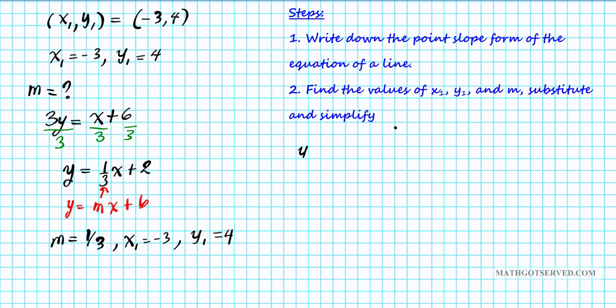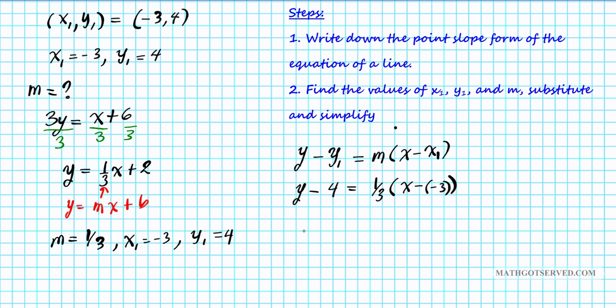So let me rewrite it. I always like to write my formulas down so that I don't make mistakes when substituting. Okay, so y minus y1, which is 4, equals m, which is 1/3, times x minus x1, which is negative 3. Now you have to be really careful here. This negative has nothing to do with that. So you have to keep that negative with the 3 and bring it in together. Okay, so let's simplify this.